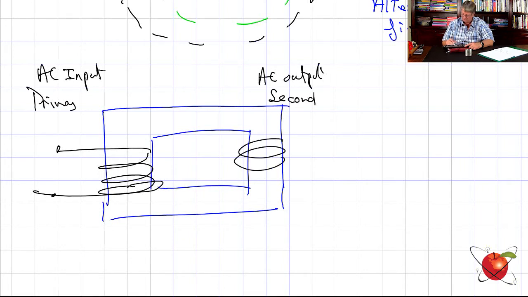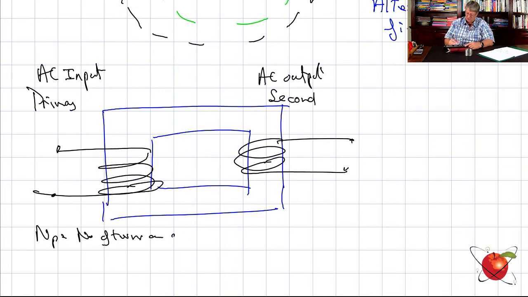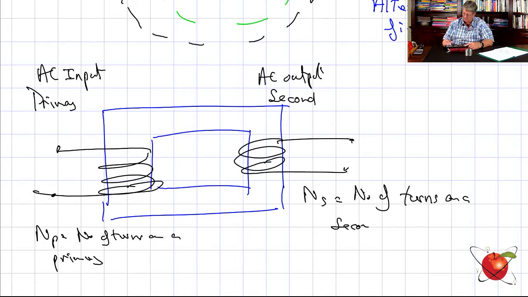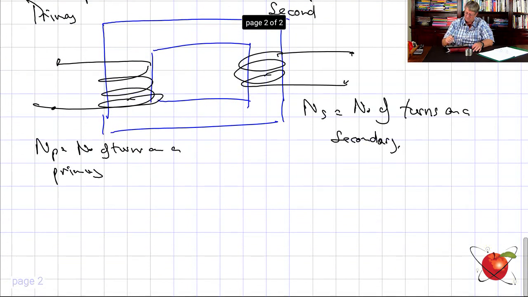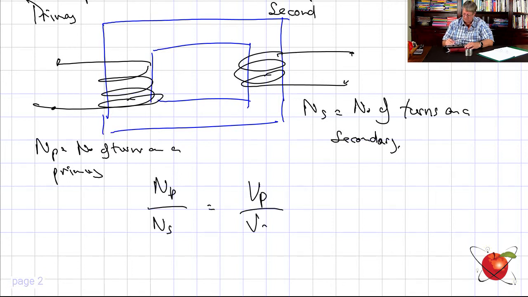So if I've only got 3 coils there, all right, like that, then I say NP is equal to the number of turns on the primary. And I've got NS is equal to the number of turns on the secondary. All right? And then there's a formula that comes out of it, and the formula is NP over NS is equal to VP over VS.